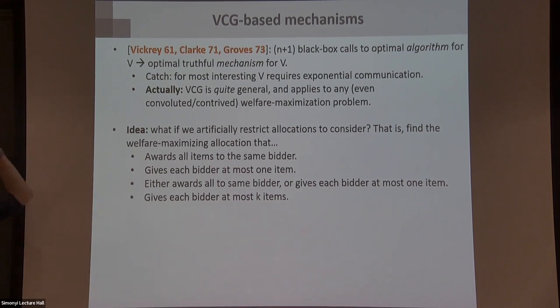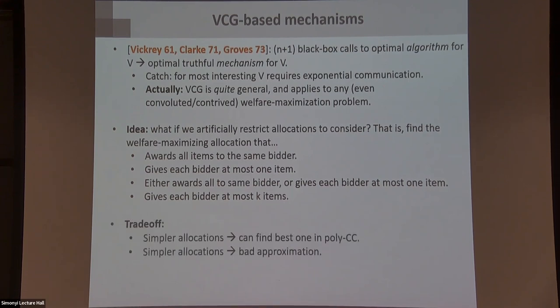There's another thing: you could give every bidder at most K items, and that will take you M to the K communication to do. So all these things you can do. The trade-off is that if your allocation is simple, like any of these, then you can find the best one, and that's great. The downside is that if it's too simple, then you're not getting a good approximation guarantee. So the best one we saw on this slide for monotone valuations is M, and for subadditive is root M.